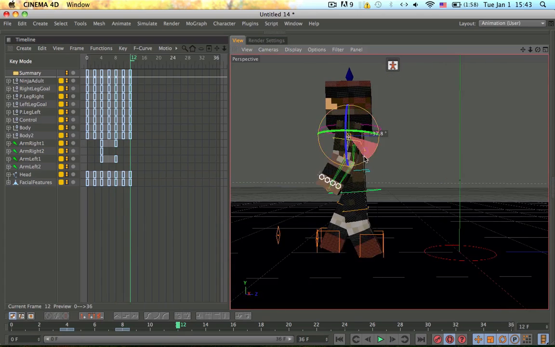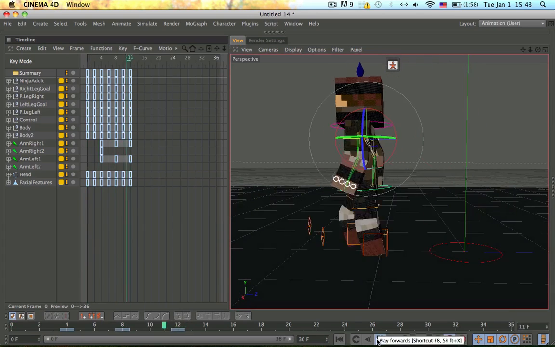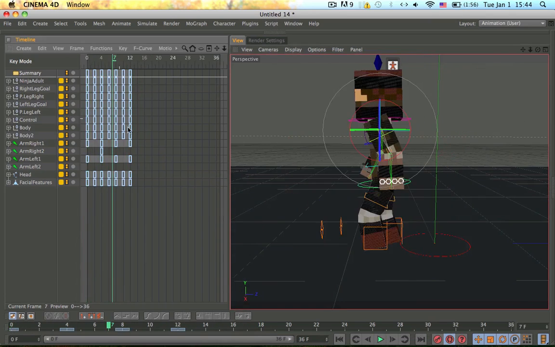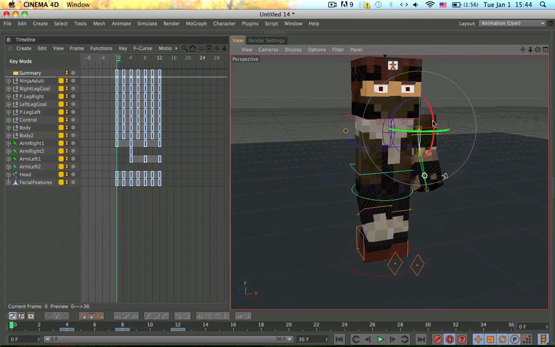Just this walk took half an hour. Then the running and everything took less time. The walk is actually the most difficult for me for some reason.